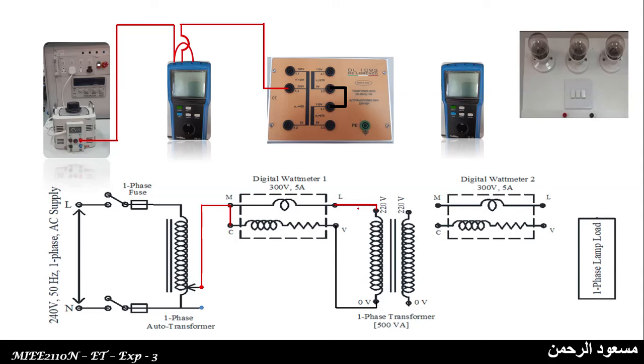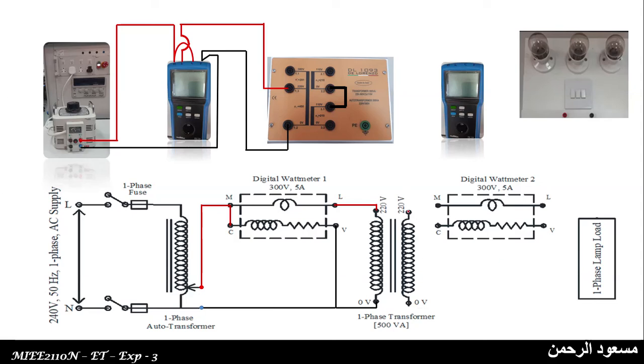The 0 point is connected with the V point of the wattmeter. Here also the 0 point is connected with the V point, and now the last wire in the primary side: the V point of the wattmeter is connected to the single phase auto transformer's neutral point. So this is about the connections in the primary side. Now we will go into the secondary side.